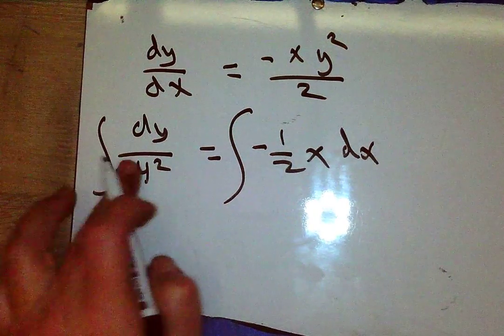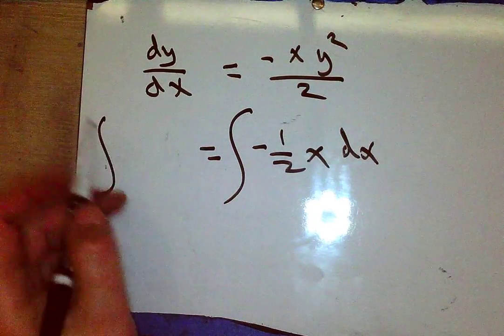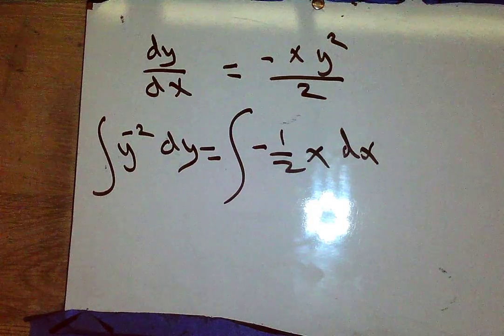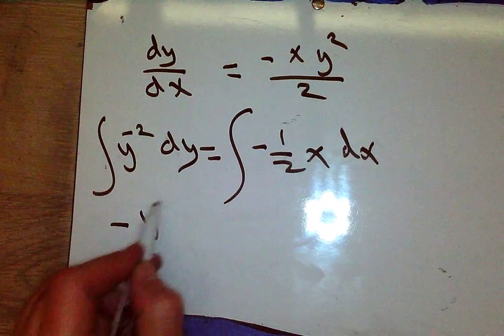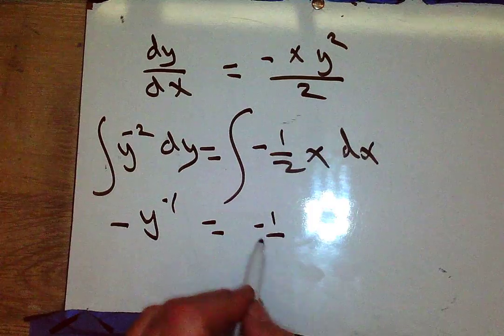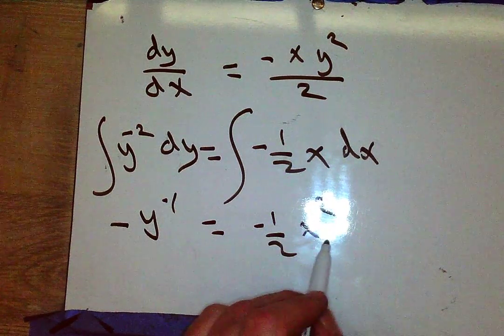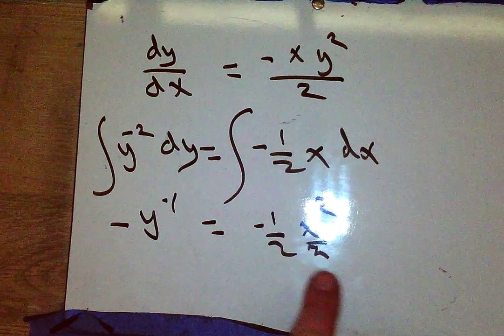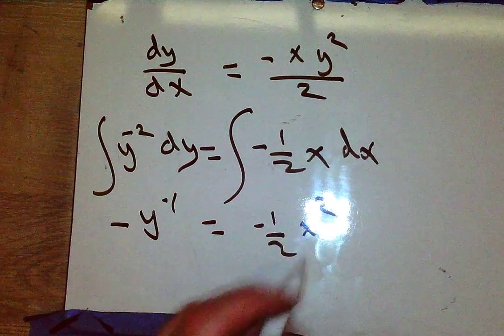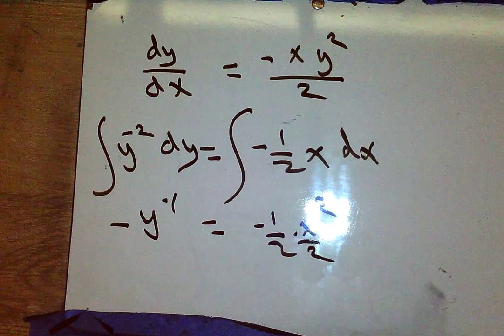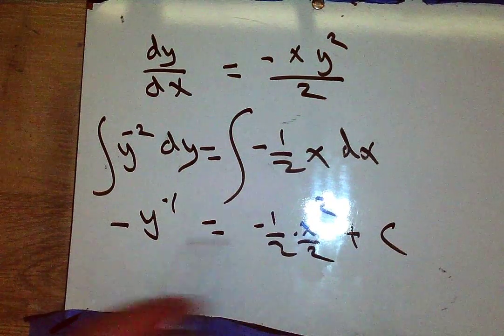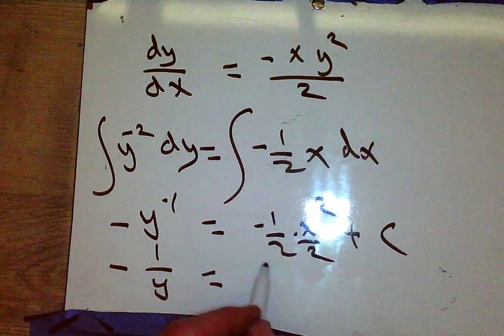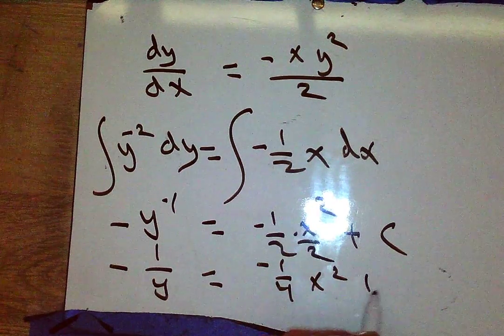So you probably want to write this as y to the minus 2 dy. Just saying. It's going to be minus y to the minus 1. And over here, negative 1/2 x squared. Did I need that? Yes, because there's a 1/2 there. Okay, so plus c. Got negative 1 over y equals negative 1/4 x squared plus c.